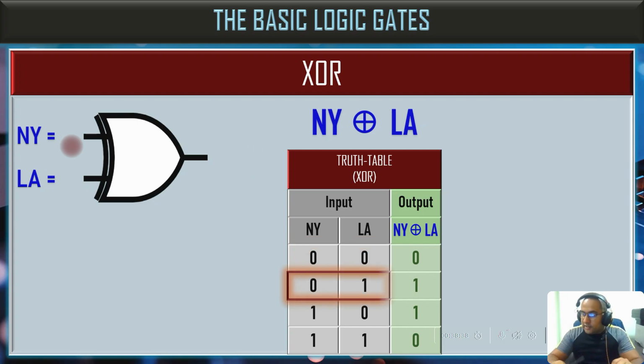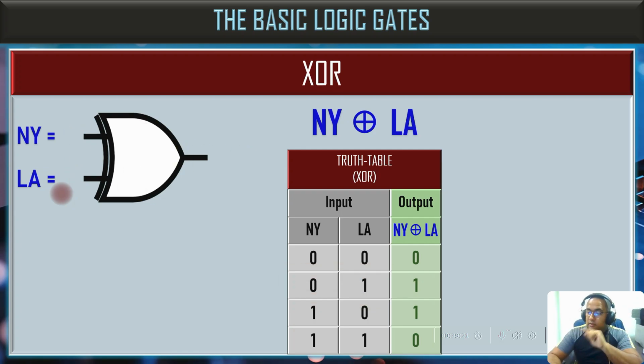Let's try the second input combination. That is, not traveling to New York, but traveling to Los Angeles. Will the trip happen? Yes. In this case, the trip happens to only one of the cities. Therefore, the XOR gate condition is satisfied. So the output is 1. Okay? It's very easy.